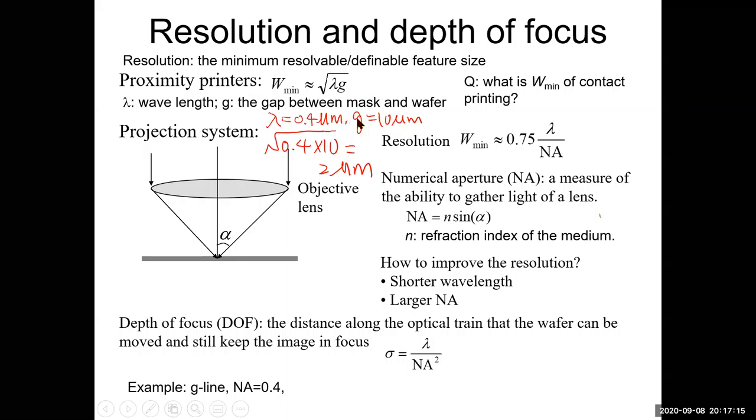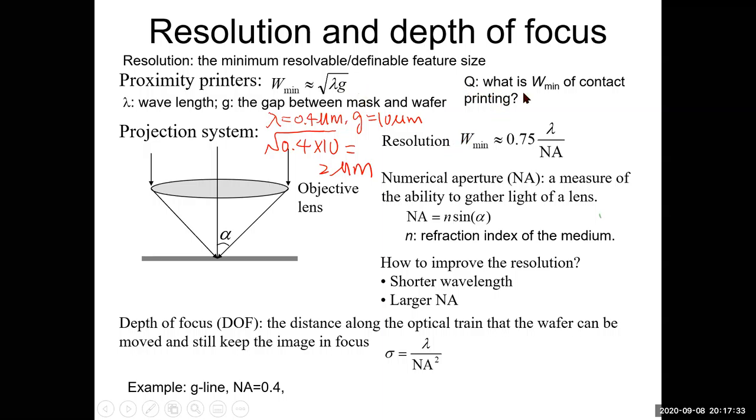And we can see that in order to improve the resolution or reduce W minimum, I want to define a smaller feature, then we want to reduce G. G should be smaller.